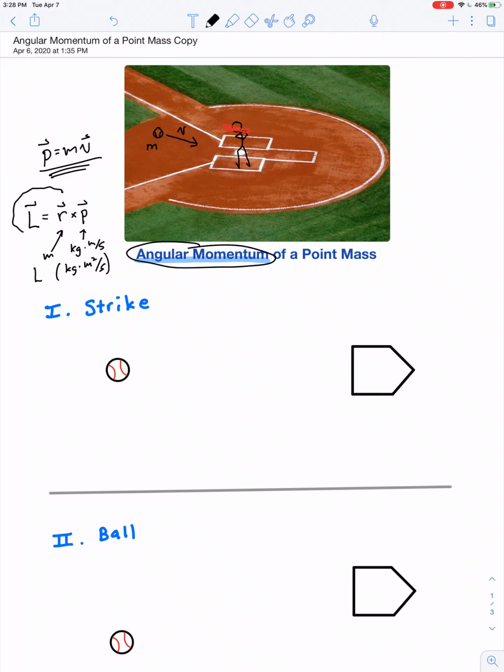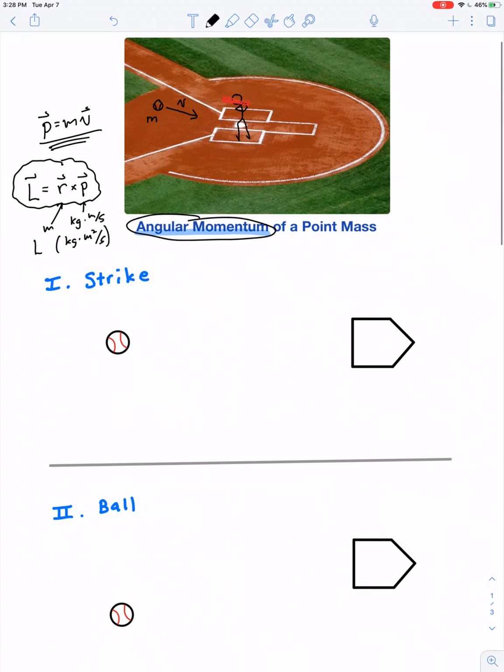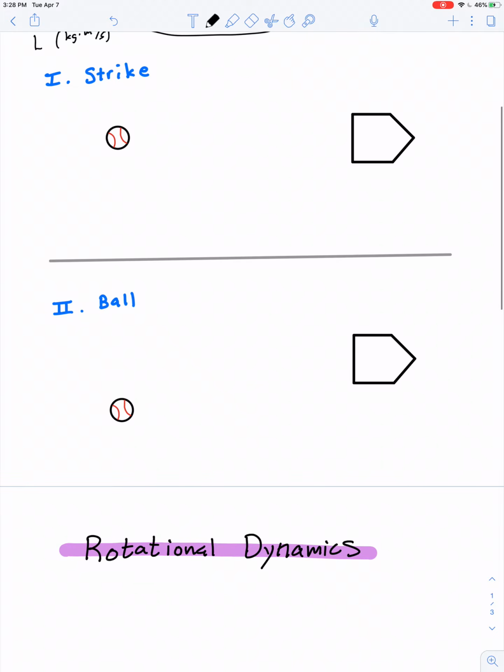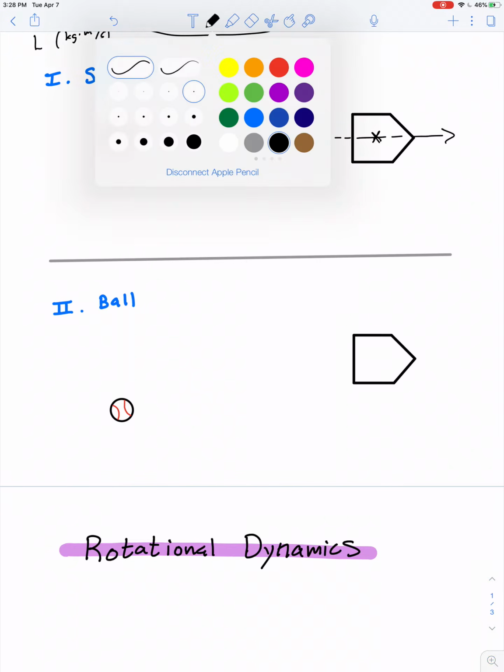So let's see, how do we define the lever arm in the case of a baseball being thrown toward the plate? So let's imagine two cases. Number one, a ball thrown as a strike. In other words, the ball goes right across the middle of the plate. So we'll say we have a reference point at the center of home plate. So let's draw in the momentum vector.